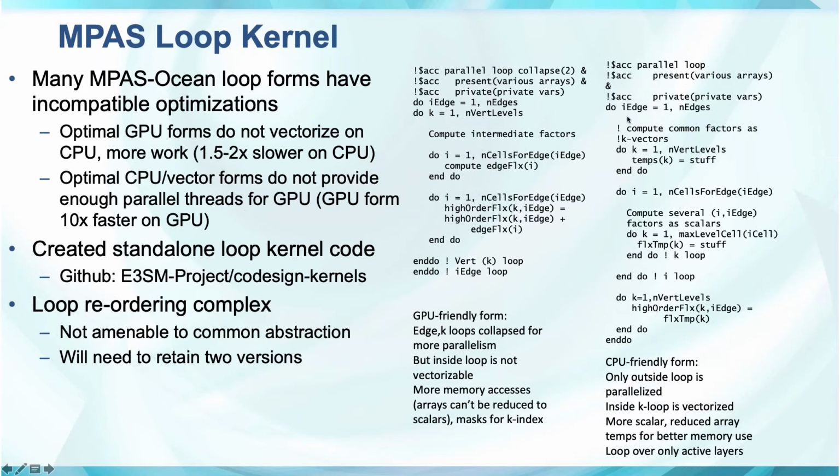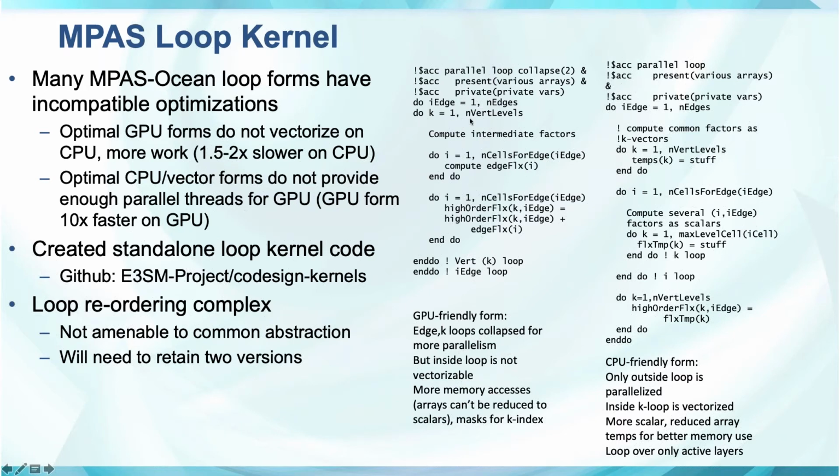So this is a pretty optimized CPU friendly form. Unfortunately, if you put this in its current form on a GPU, only the outer loop is parallelized. So that doesn't give you quite enough parallelism for the GPU. So the code on the left is a little more GPU friendly. We can push that K loop out over vertical levels and collapse the two loops. That gives us a factor of 100 more parallelism, which is very effective on the GPU.